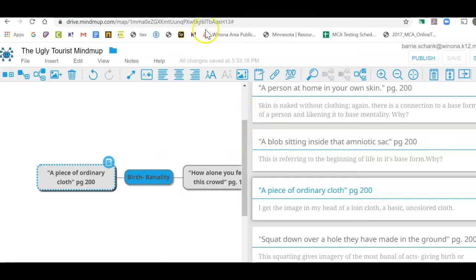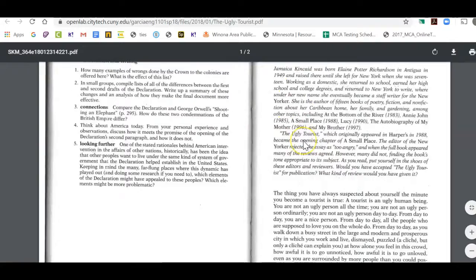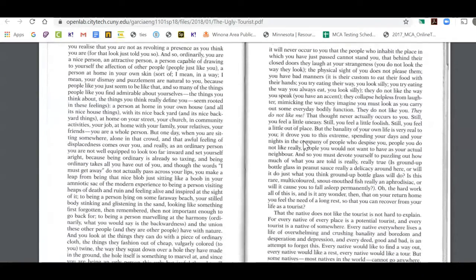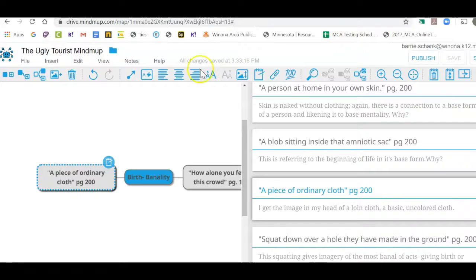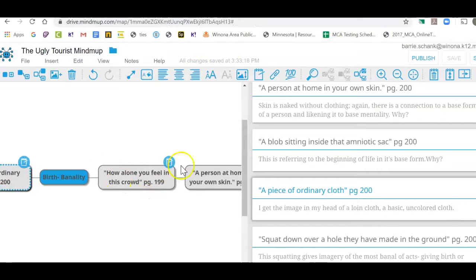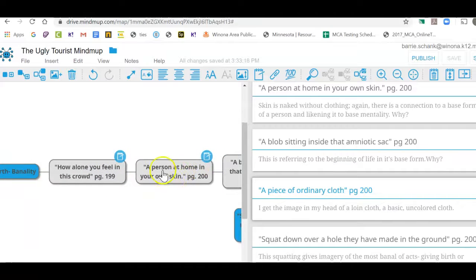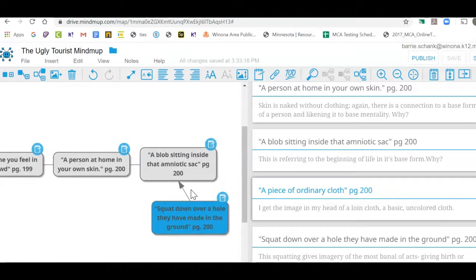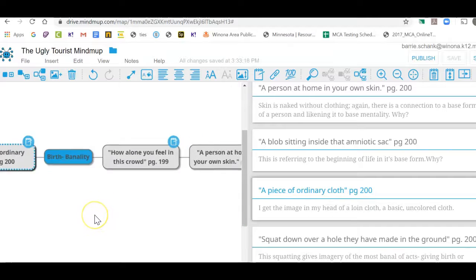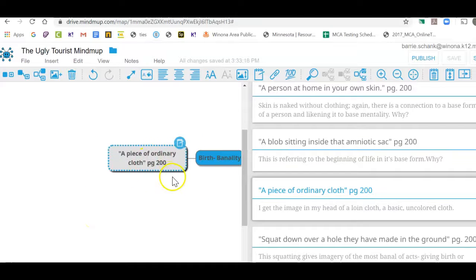So I read the story and was thinking of how often she refers to things that are really base and banal. And so I wanted to just write those down. Like she said on page 199, how alone you feel in this crowd. So you're alone. A person at home in your own skin, she refers to. An example on page 200. A blob sitting inside that amniotic sac. Squat down over a hole they have made in the ground. A piece of ordinary cloth.